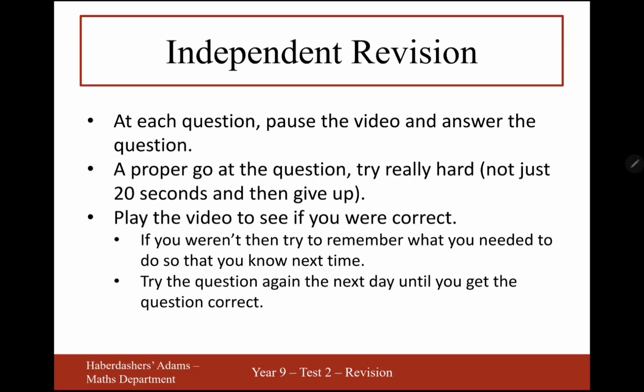So in this revision video we're going to be doing lots of questions to get you really good at Pythagoras, trigonometry and similar triangles. So at each question I'd like you to pause the video and answer the question. Have a proper go at the question, try really hard, don't just give up after 20 seconds.